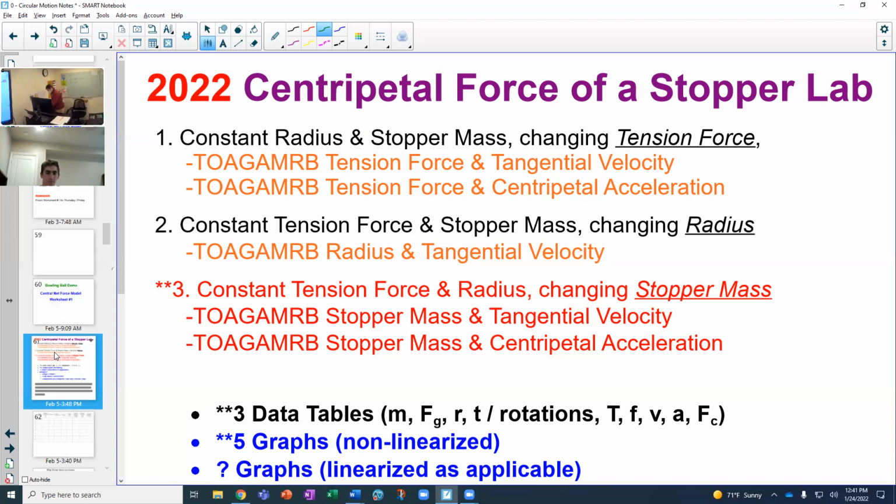The second one, you're going to keep the tension force constant, so the weight that you have hanging should be the same the whole time. And you're doing this one first, so you should know a weight that works well with the stopper you're using. Okay, and then the stopper also still not changing, still using the same stopper. Now you're going to change the radius. So run one trial where it's 20 centimeters, one trial where it's 40 centimeters, one trial where it's 60 centimeters.